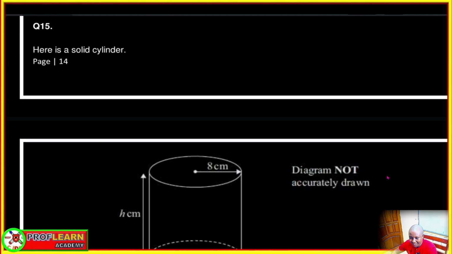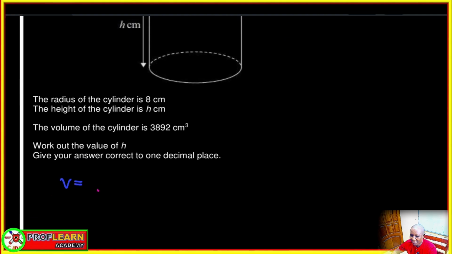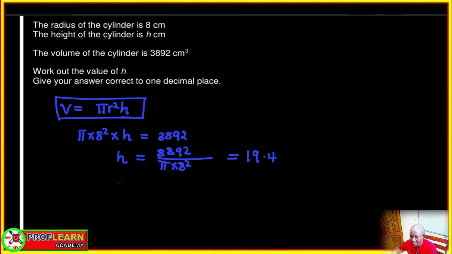Question 15 is not an exercise. Now we're going to work out the volume of a cylinder. You may be given a question to do with volume of cylinders, and you can see here we are told that a cylinder has a volume of 3892. We remember that V equals pi r squared h, and then we can use the volume that was given. Since we have the radius and we are missing the height, we can work it like that. Put it in the calculator, you'll get 19.4 centimeters. That is the height of the cylinder.